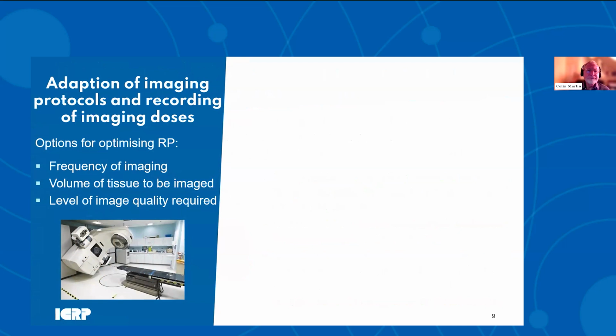So the options for optimization: there's the frequency of imaging, there's the volume of tissue around the tumor to be imaged, and there's also the level of image quality that you require in order to delineate the tumor.